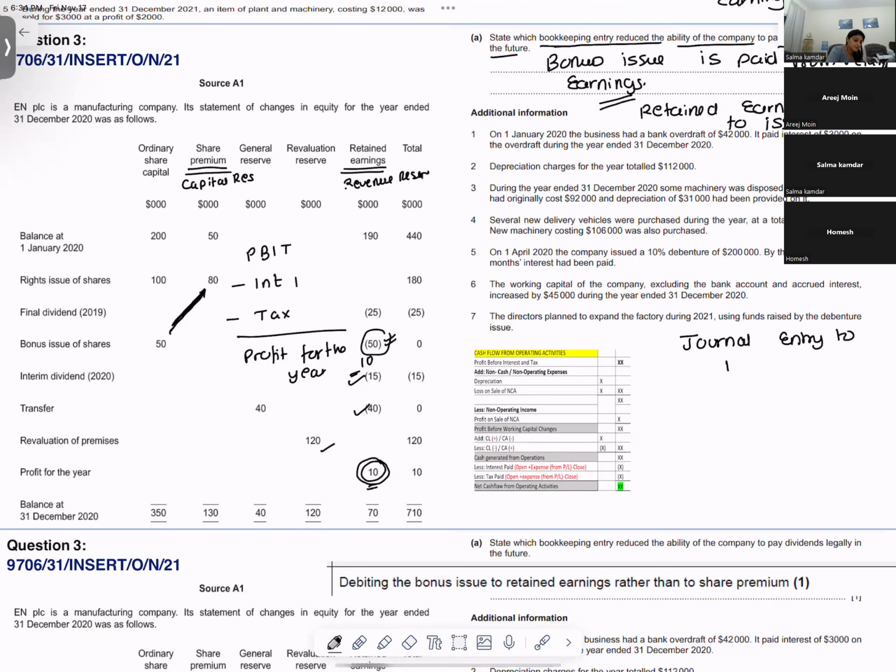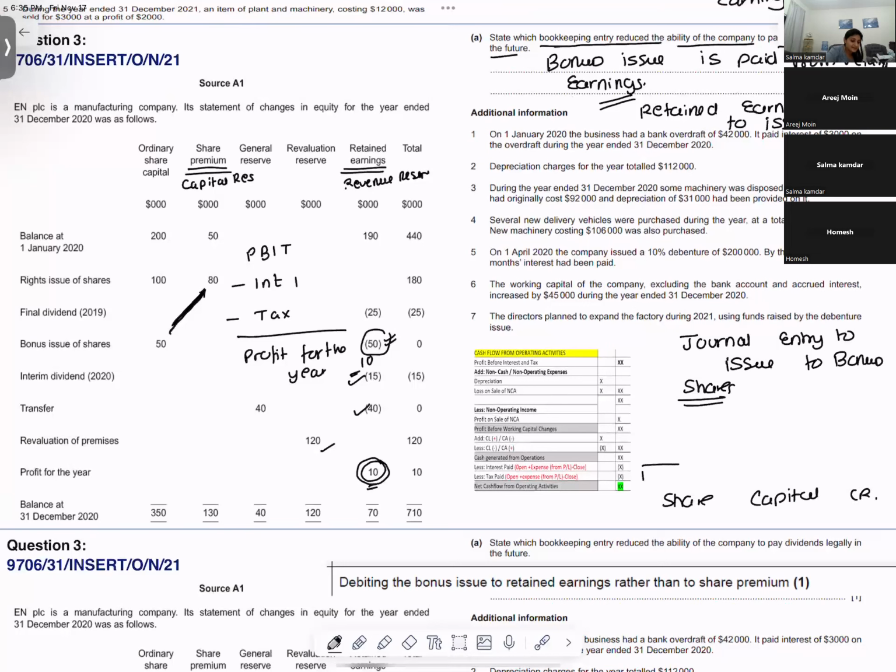Bonus share debit, retained earning credit. Can you give me the journal entry to issue bonus shares? When you're issuing bonus shares, are you increasing capital? Yes. So share capital would be credit. Capital is always credit.